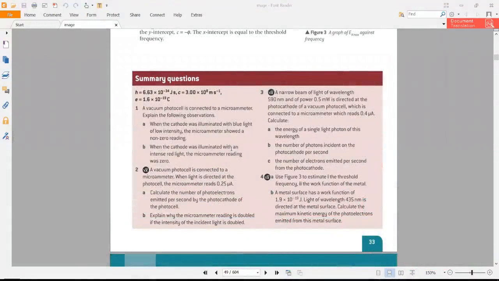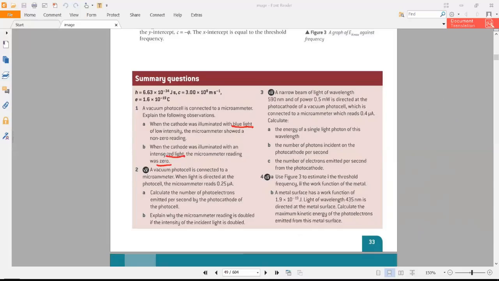Okay, a vacuum cell is connected to a microammeter. Explain the following observations. When the cathode was illuminated with blue light of low intensity, the microammeter showed a non-zero reading. When it was illuminated with red light, the microammeter reading was 0. Oh my god, that's so hard.